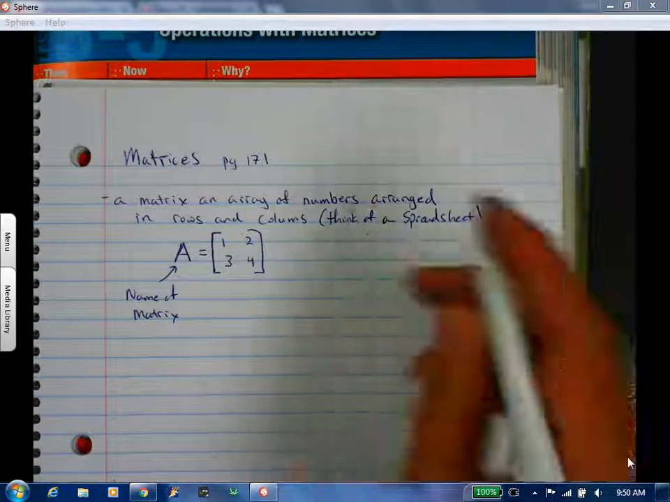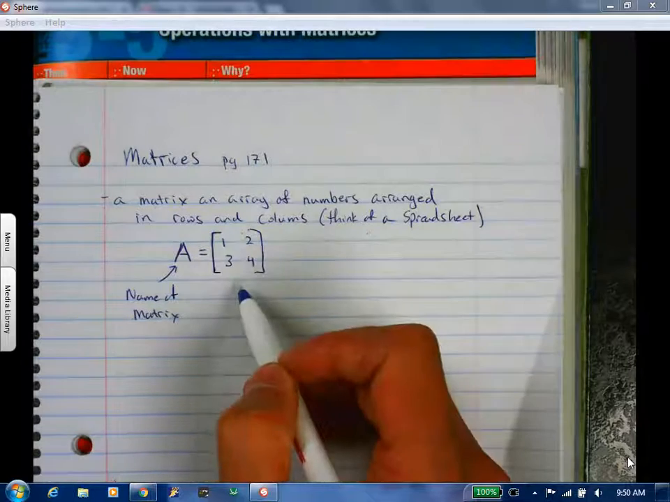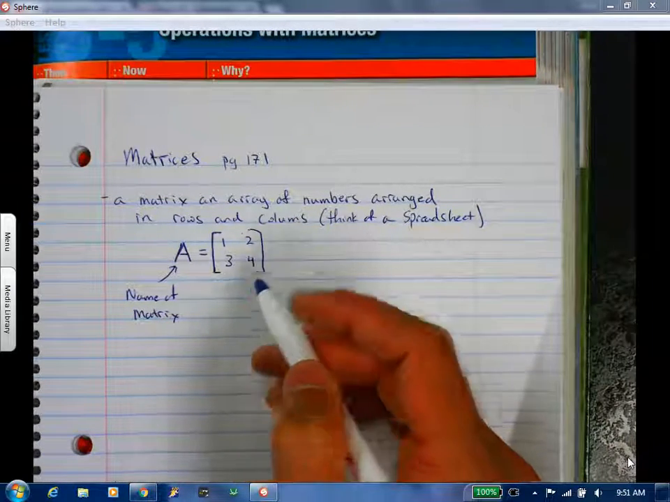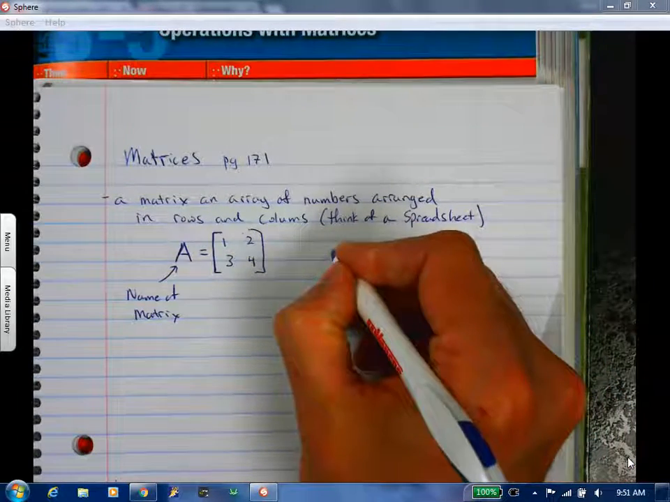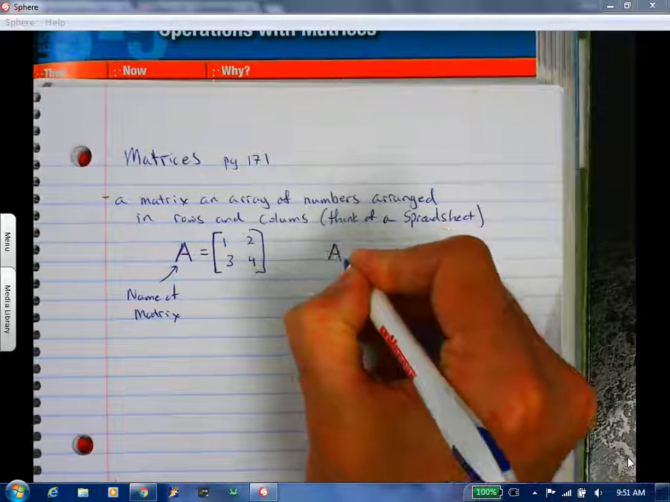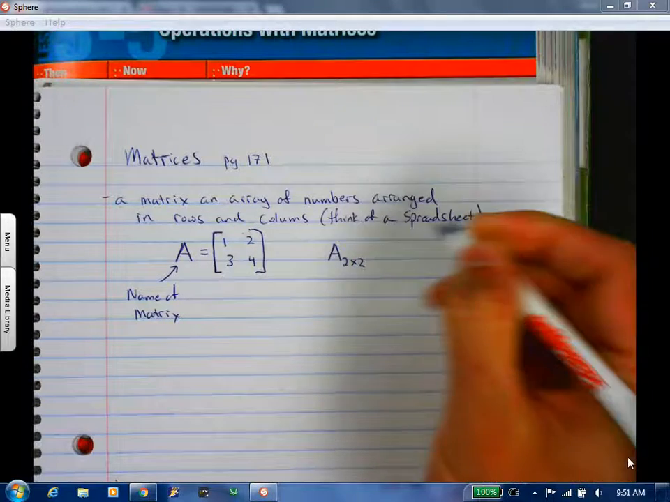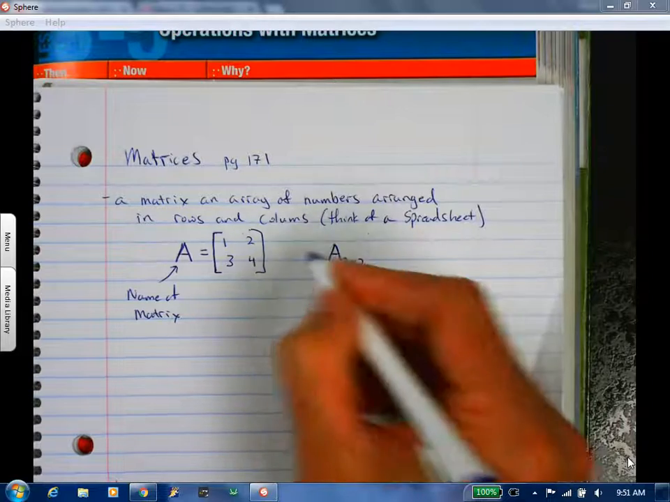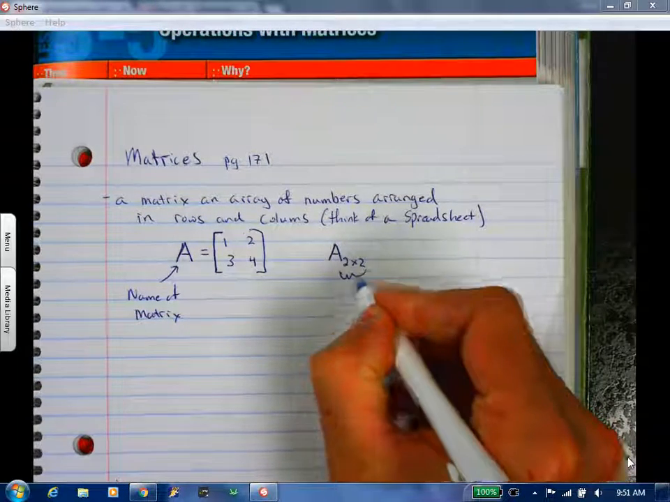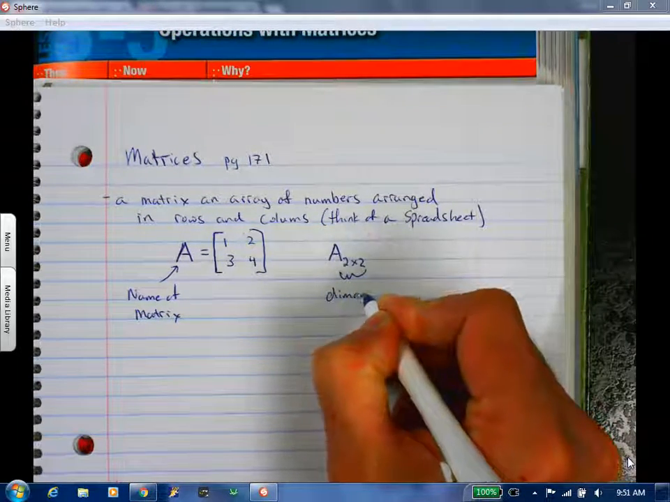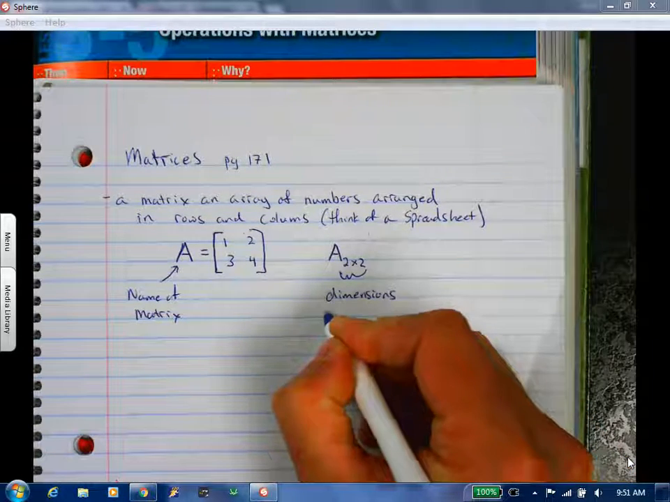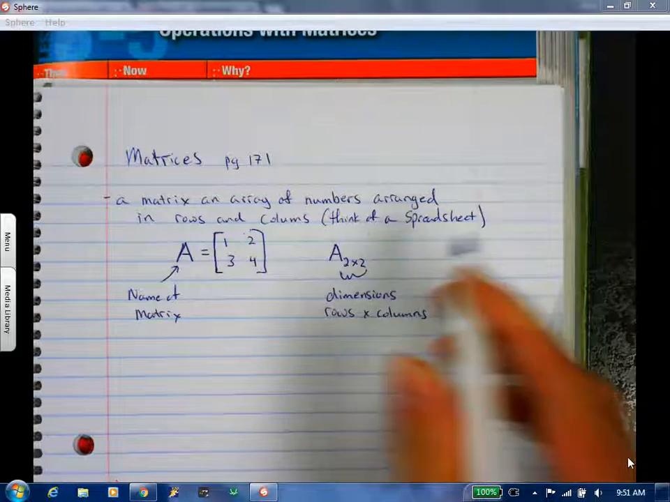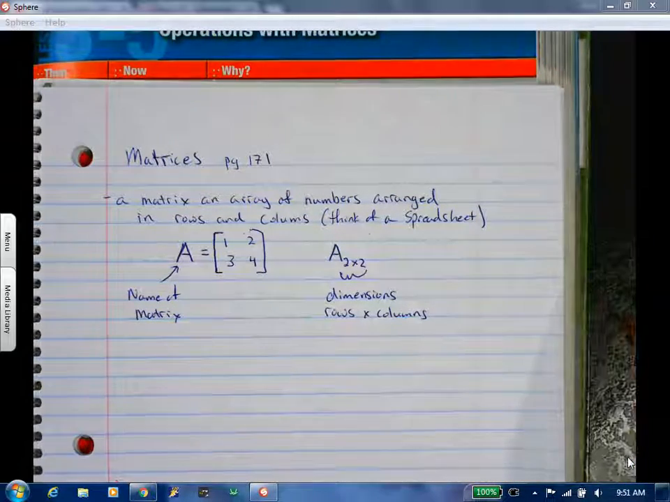How many rows does this matrix have? 2. How many columns? 2. Okay. So A is a 2 by 2 matrix. Those are what we call the dimensions. And the dimensions go rows by columns, so you list the number of rows first, and then the number of columns.